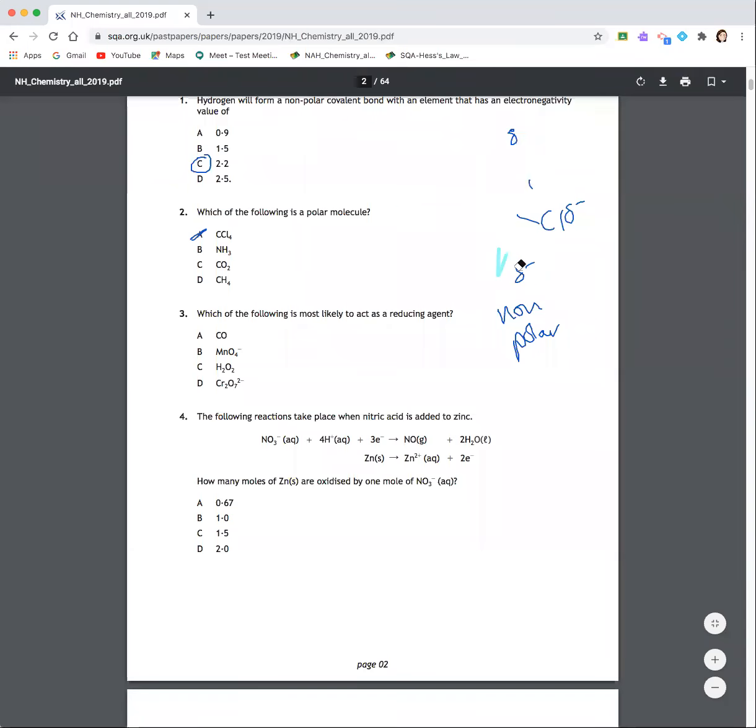Then if we draw ammonia, NH3, we've got nitrogen, hydrogen, hydrogen, hydrogen, and nitrogen is more electronegative than hydrogen, so that carries the delta minus charge, leaving the hydrogens delta positive. So a trigonal pyramidal molecule, which is what this ammonia is, is a non-symmetrical shape, it's asymmetrical. Therefore, because it's got polar bonds in it, it is a polar molecule. So B is our answer.